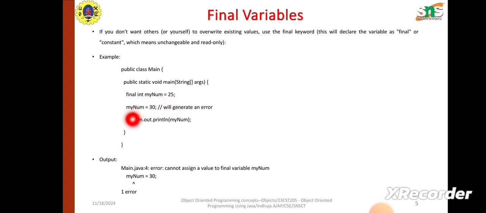So when I try to change the value of myNum, the same variable, from 25 to 30, it will generate an error. The error is: cannot assign a value to final variable myNum. Already it is declared final, so you can't change that value to 30. This is the error generated when I use the final keyword in front of the variable.